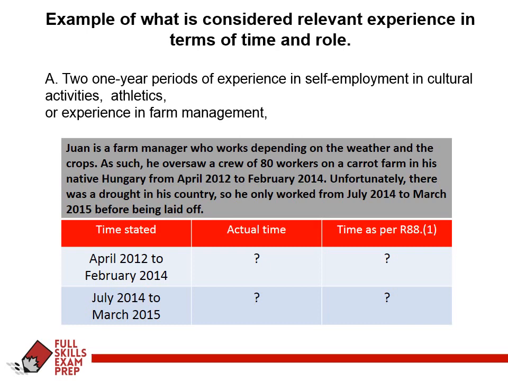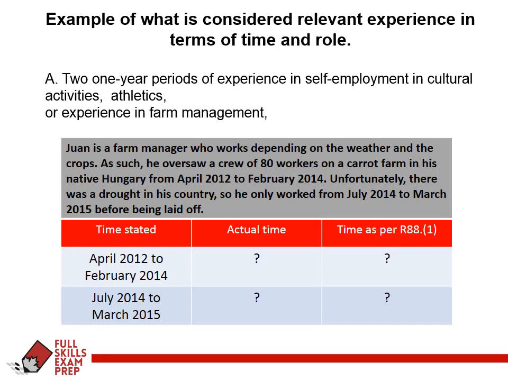As such, he oversaw a crew of 80 workers on a carrot farm in his native Hungary from April 2012 to February 2014. Unfortunately, there was a drought in his country, so he only worked from July 2014 to March 2015 before being laid off.